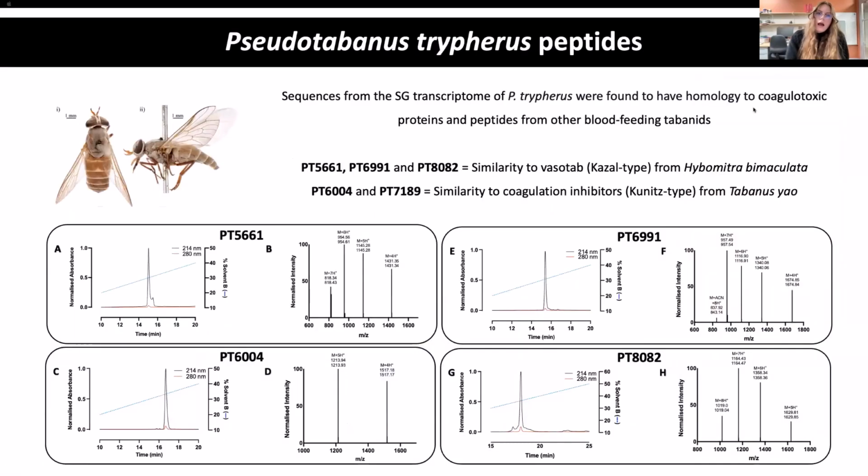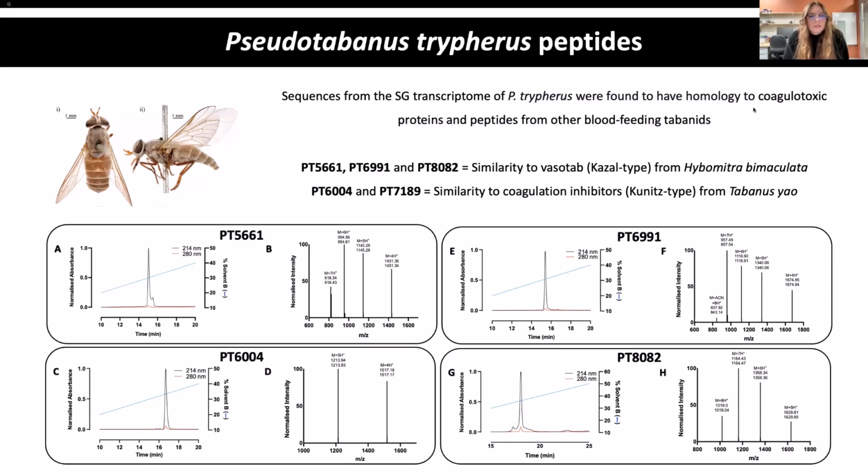I also received a salivary gland transcriptome from another tabanid known as Pseudotabanus triferus, and this is one that's found in northern Queensland. And once I received it, I compared the sequences from the transcriptome to a database of coagulotoxic peptides and proteins that have been found in other blood-feeding tabanids for homology. And I did find 3 peptides, so PT5661, PT6991, and PT8082 that had similarity to the vasotab, which is a Kazal type peptide that was the vasodilator.